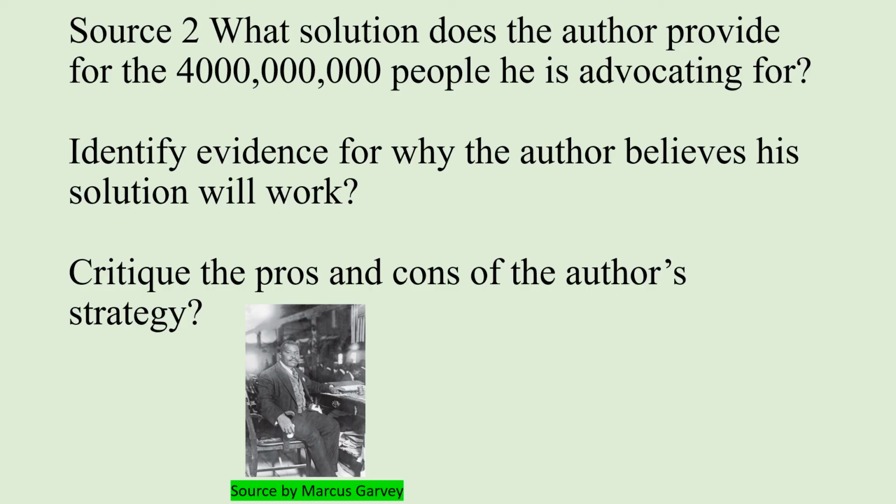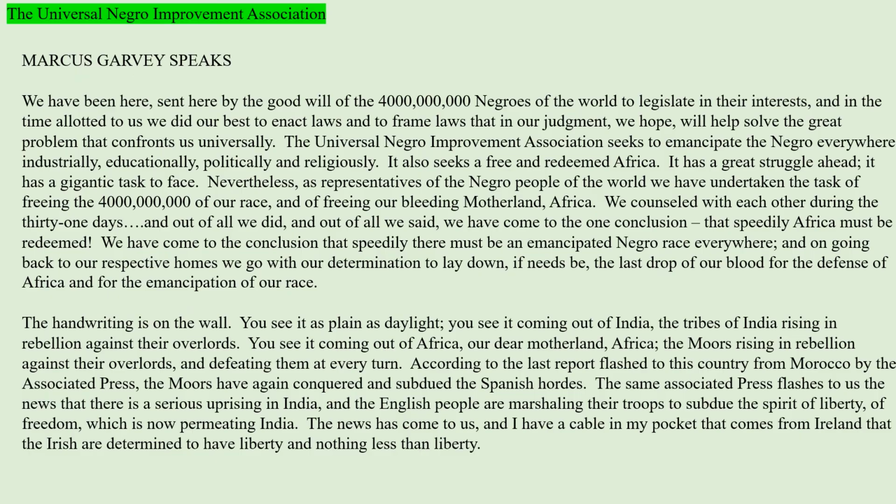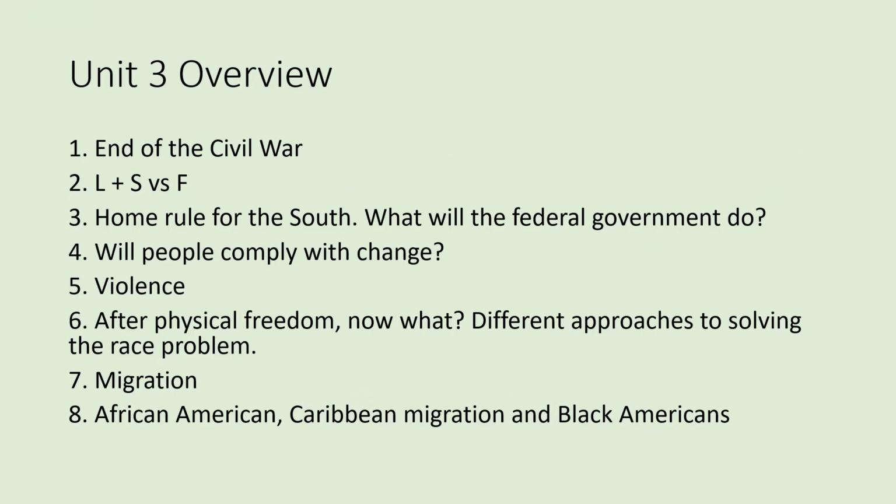In this slide here, we're looking at the pros and cons of the strategy. We're about to transition to Marcus Garvey, an early 1900s leader who has definitely a different approach from Du Bois and Booker T. Washington. So, a quick recap here: Unit 3 is about the end of the Civil War, primarily how we transition to segregation with the tension between the local, state, and federal governments.